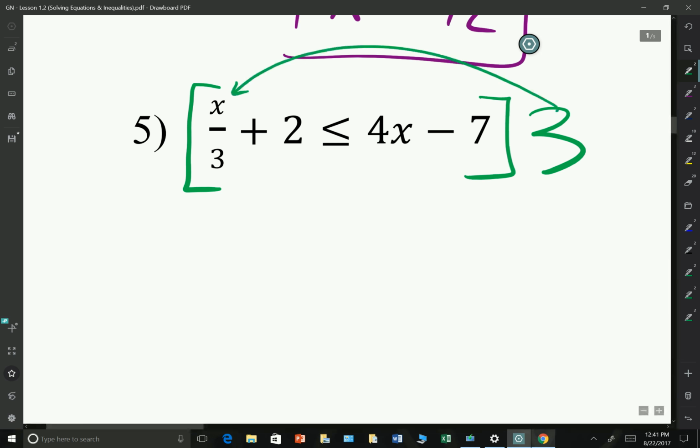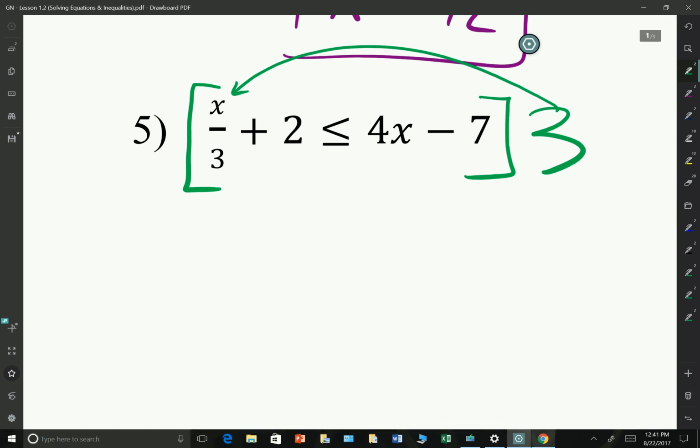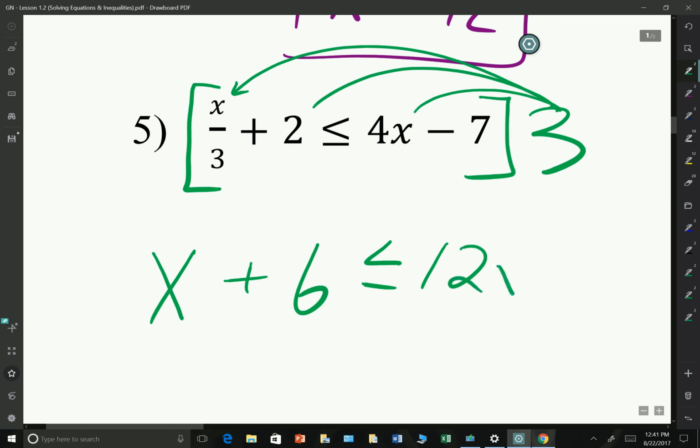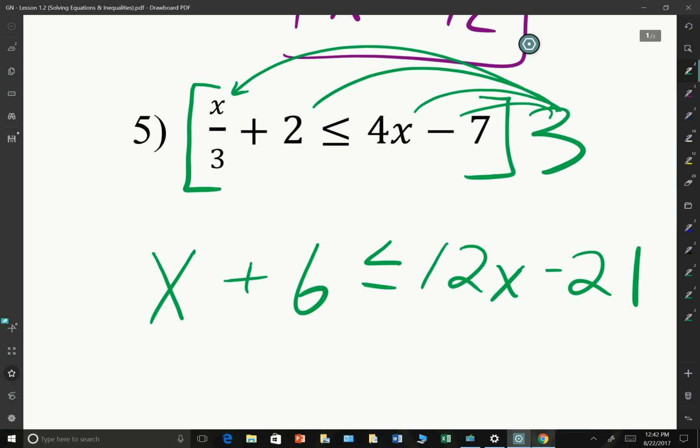So when I multiply by 3 and I bring it over to that first term, x thirds, the whole point of multiplying by 3 is because it's going to cancel out the what? It's going to cancel out the divide by 3. So I'm just left with the top, which is x. 2 times 3 is 6. Less than or equal to 12x minus 21. I mean, that looks just like problem 2 in a way, doesn't it? Don't have to distribute or combine like terms or anything like that. No fractions. It's something that's a lot easier to work with.